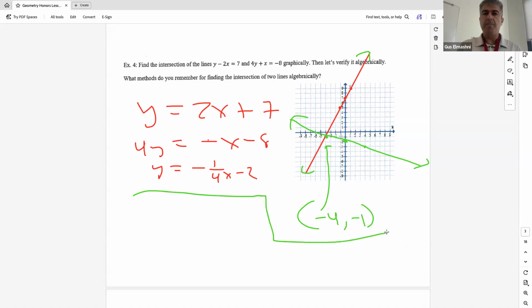But to verify algebraically, you remember the algebraic processes for solving systems? What are some of the processes you can use? There's several, by the way. James, go ahead. That's one. How about another one? Go ahead.